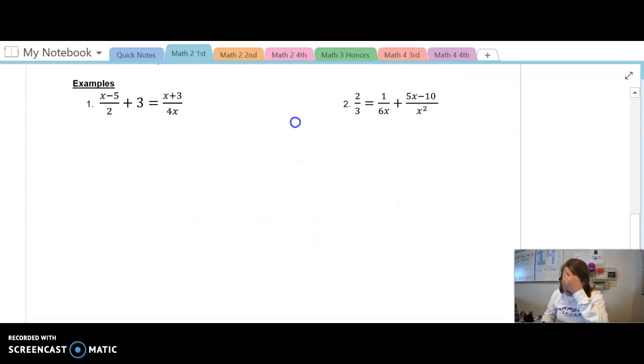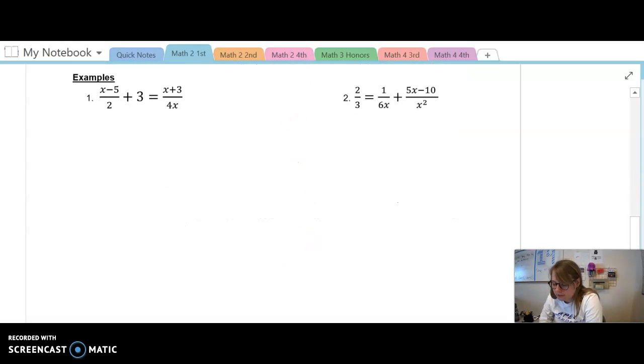Alright, so let's get started. Let's get into this first example. First things first, we have x minus 5 over 2 plus 3 equals x plus 3 over 4x. The first thing I notice is that this 3 isn't in a fraction. Well, remember what I said last video, that we're technically all in fractions, it's just that we have an implied 1 under us. So that 3 has a denominator of 1. So we have 2, 1, and 4x as our denominators, and we need to find the least common denominator. What is something that they all have in common?